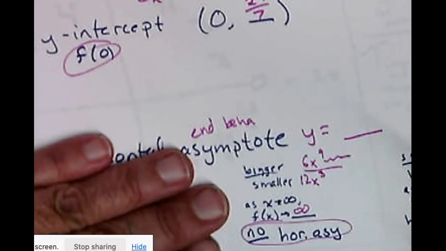There just isn't one. And then if you have a smaller degree on top, like if you had 6x to the power of 3 on top, and you have 6x to the power of 11 on the bottom with all this other junk, then what's going to happen is the top's going to grow, but the bottom's going to grow really, really fast. So that means as x goes to infinity, this fraction is getting smaller and smaller and smaller. It's approaching 0. And that's where your horizontal asymptote is.